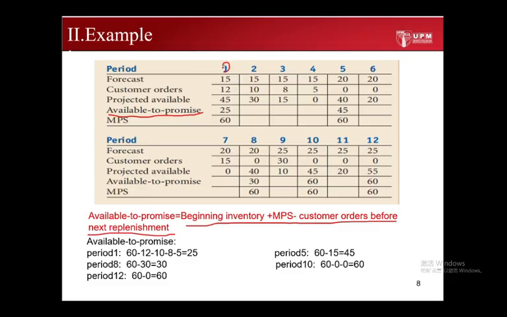So period 1 ATP equals 0 plus 16 minus 12 plus 10 plus 8 plus 5 equals 25. The next period we need to calculate ATP is period 5. The ATP equals 60 minus 0 minus 0 minus 15 equals 45. The period 8 ATP equals 60 minus 0 minus 30 equals 30.